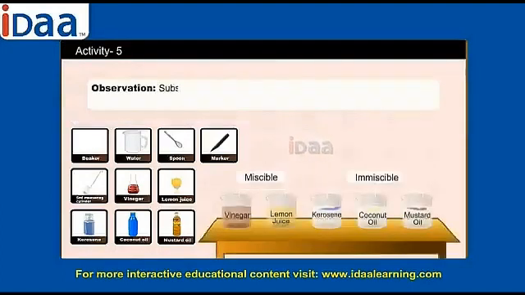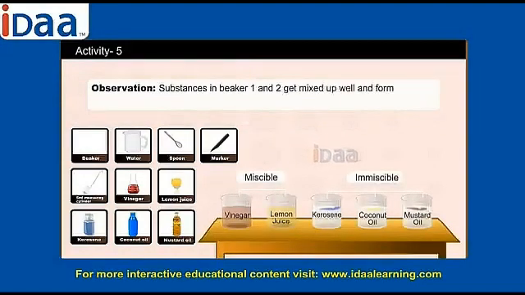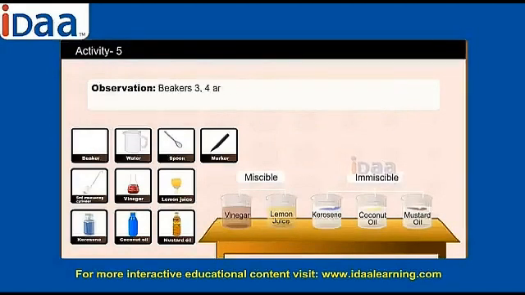Observation. Substances in beaker 1 and 2 get mixed up well and form a homogeneous solution. These liquids are miscible. Beakers 3, 4 and 5 form separate layers and therefore are immiscible.